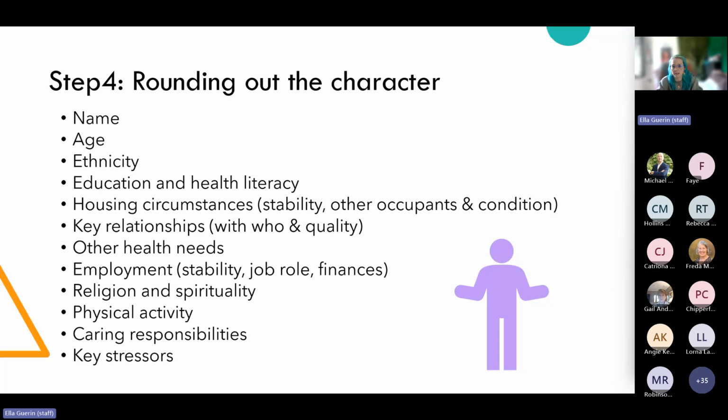And what's his housing situation like? What kind of home does he live in? How stable is that? Who else lives there? What's going on for his housing? He's in student halls. That makes sense. And he's 25. He's a mature student.